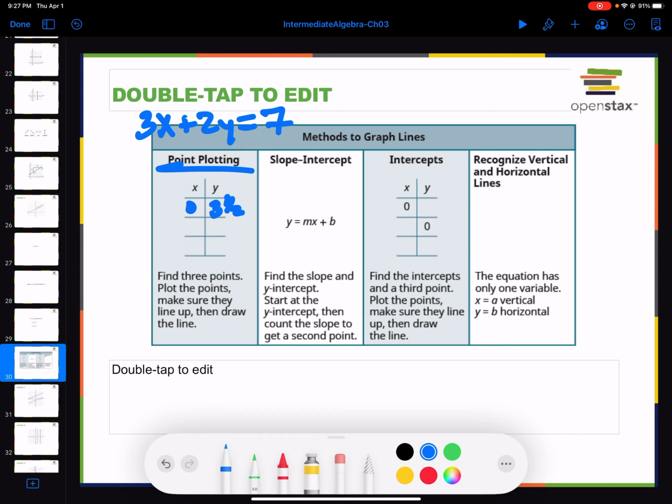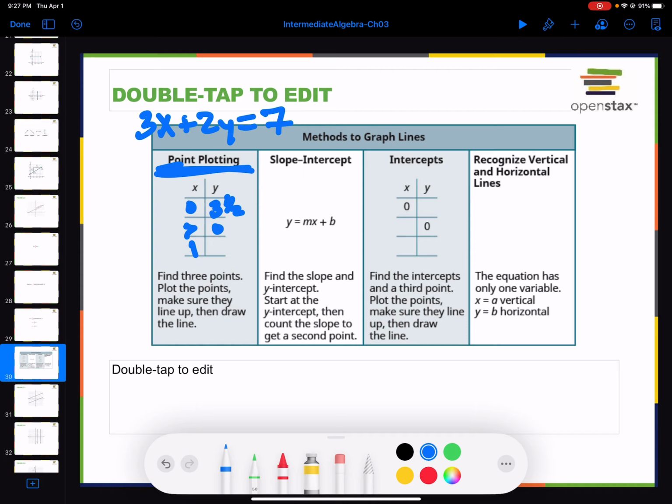And then you could do y equals 0, and then what would x have to be to make 3 times something equals 7? So you would just go ahead and fill in those points, and then pick one more. Maybe another easy one is when x equals 1. What would y have to be? So that's an example of using point plotting.